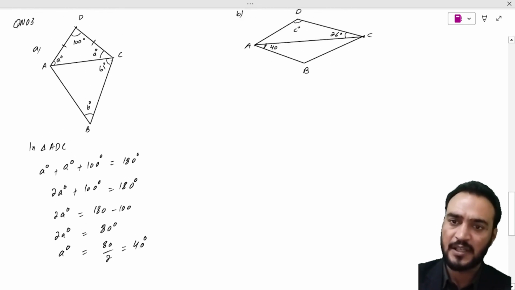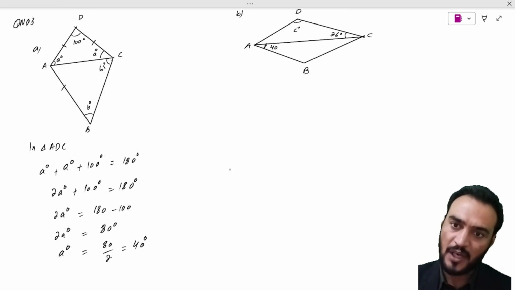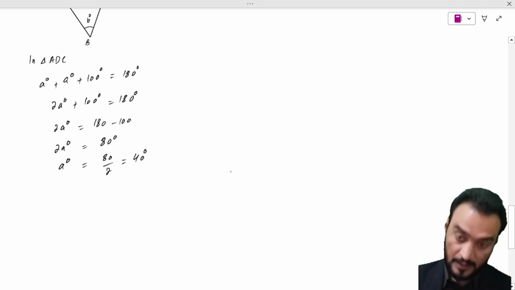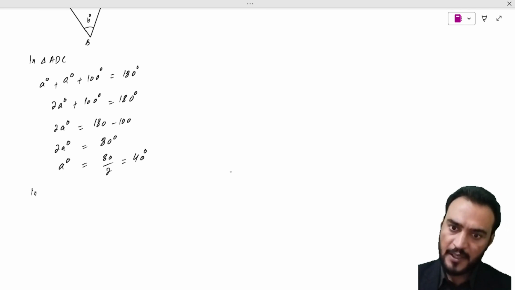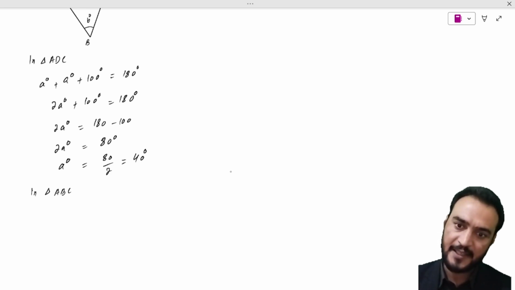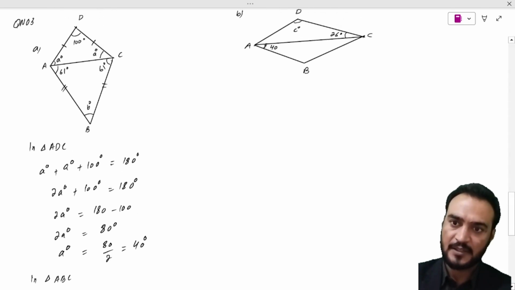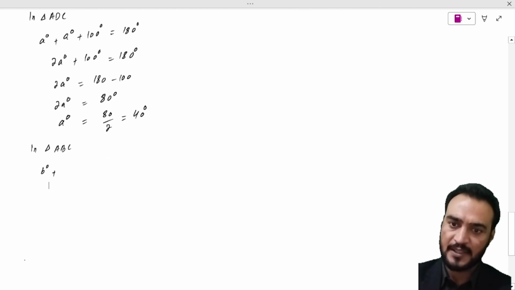As you can also see that in the kite, these two sides AB is equal to CB, and because the angles opposite to the equivalent sides are equivalent, so this angle is also equivalent to 61 degrees, as the angle at point C is equal to 61 degrees. So now we will consider the triangle ABC. In triangle ABC, the sum of three interior angles, the one is B degree and the other two are 61 degrees each.